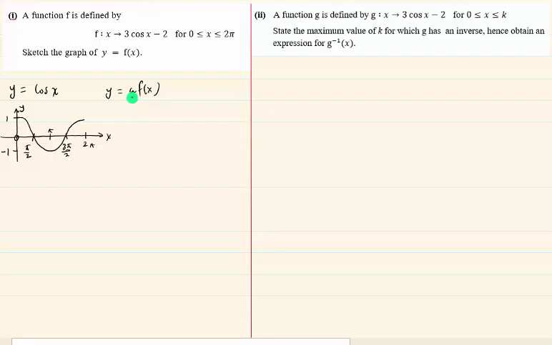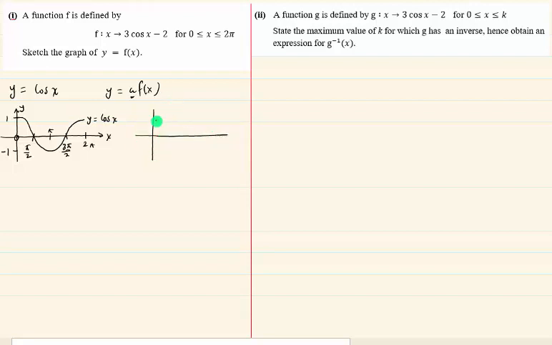Now this value here is going to change the amplitude from what it originally was. The depth of each trough was 1 unit. Now if I change this into a 3, it means that the amplitude is now going to be equal to 3 units. So the maximum value is going to be 3, and the minimum value is going to be negative 3. Just like BODMAS, we look at the multiplication first before we add or subtract. So from here, I already know that the amplitude is going to change, and the graph is going to look something like this.